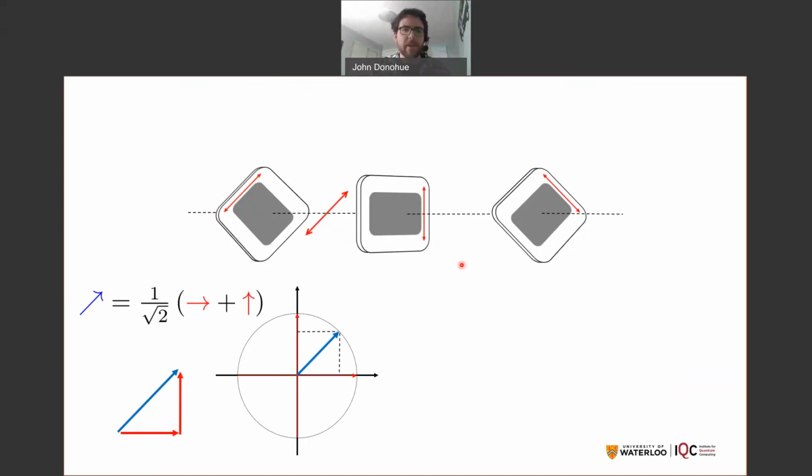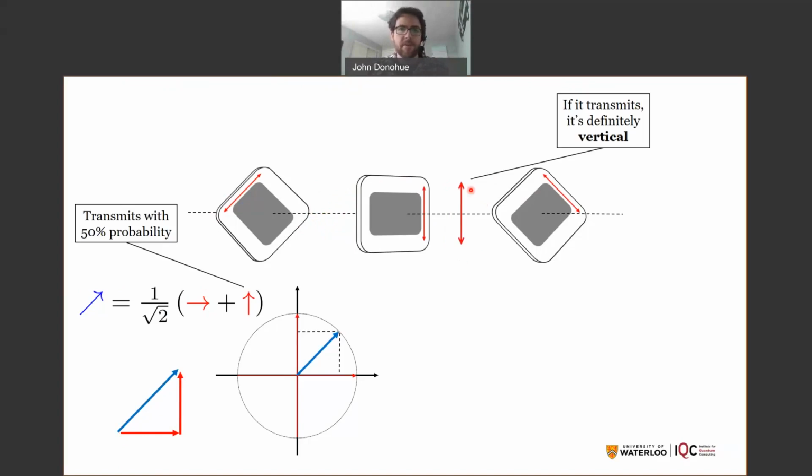We can also do that by just thinking about how we build up a diagonal arrow out of horizontal and vertical arrows. And just as before, we find that there's a 50% probability that the photon is absorbed, a 50% probability that the photon is transmitted because it is a 50-50 superposition of horizontal and vertical components. So with a 50% probability, the photon makes it through. We can tell that based on the components. And if it transmits now, it is definitely vertically polarized. Okay? So with a 50% probability, we end up with a vertically polarized photon right here.